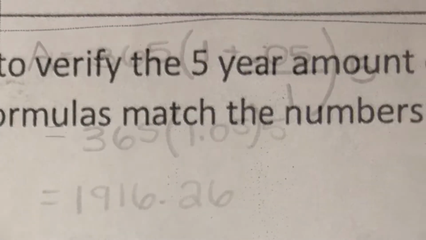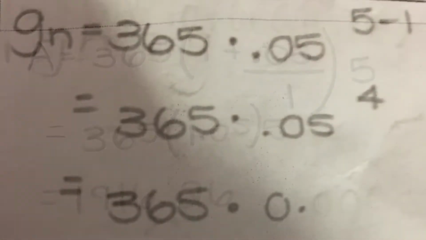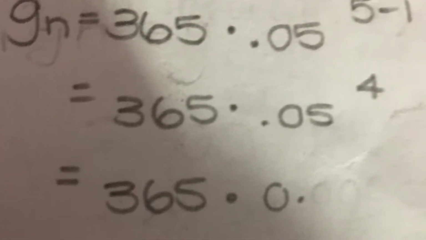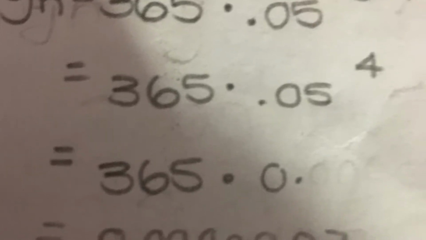Why or why not? So we plug the numbers into the compound interest formula and get A equals 365(1 + 0.05/1)^5. And then we get 365(1.05)^5, and get a total of 1,916.26.